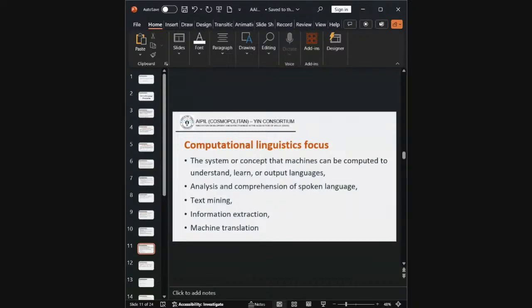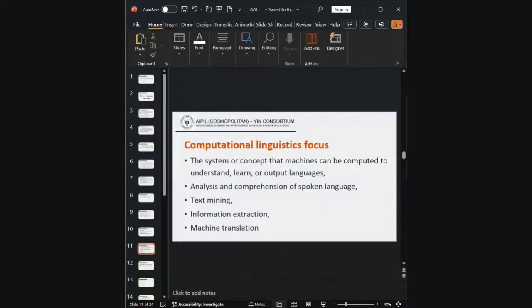The next focus, remember, understand, learn, as training is going on there. And then output languages. So when you are doing computational linguistics, this is your focus. This is what you are doing, basically. That's what we mean.